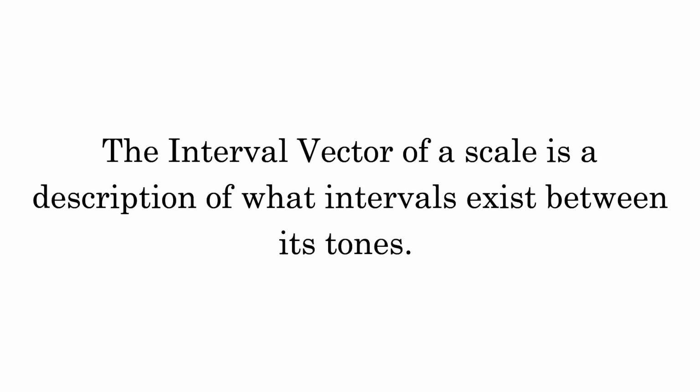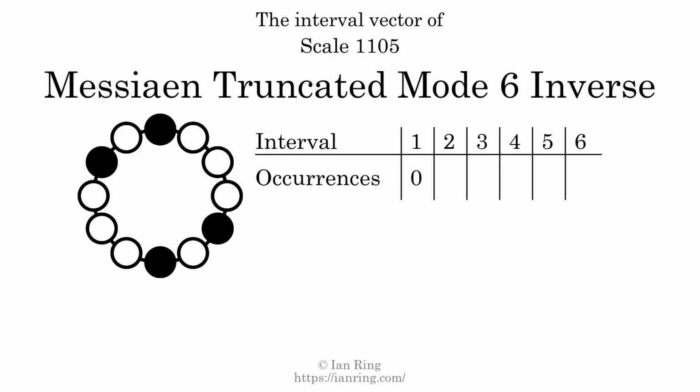The interval vector of a scale is a description of what intervals exist between its tones. There are no intervals with the size of 1 semitone. There are 2 intervals with the size of 2 semitones. They are here and here. There are no intervals with the size of 3 semitones. There are 2 intervals with the size of 4 semitones. They are here and here.